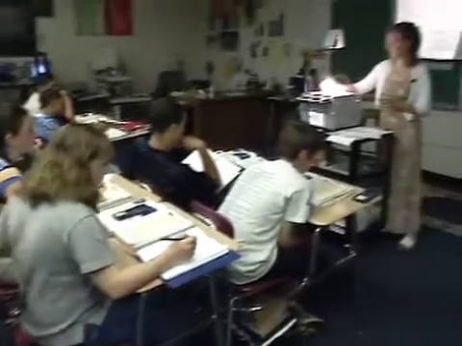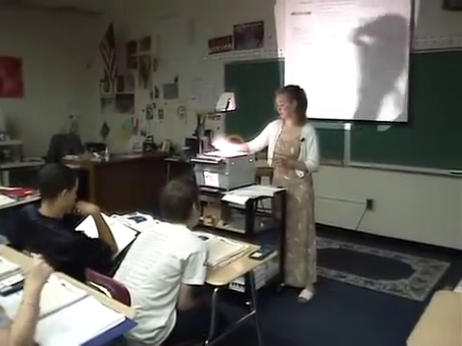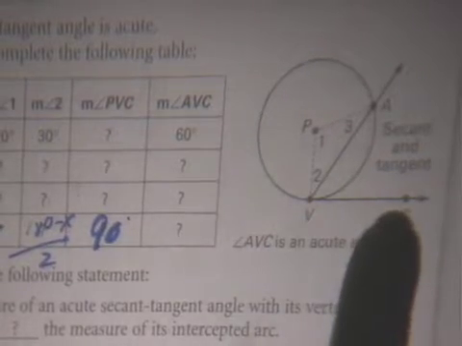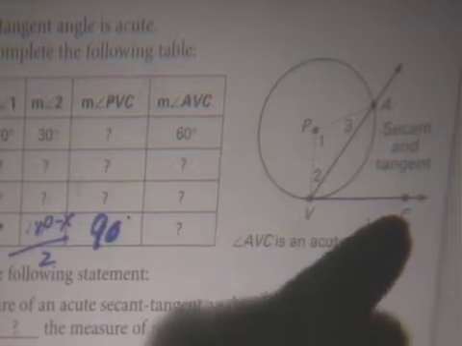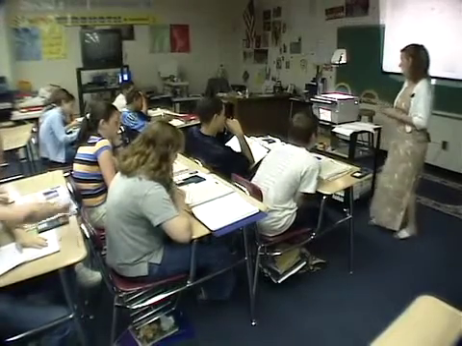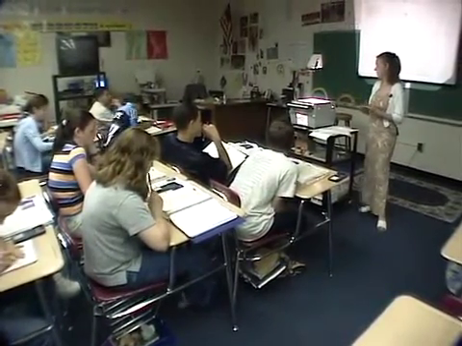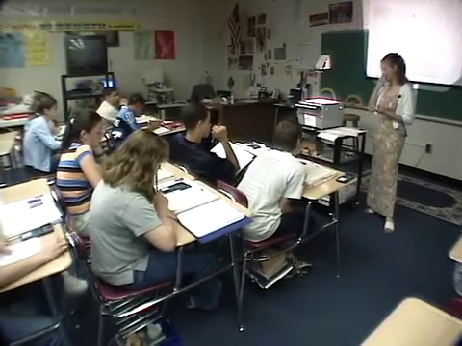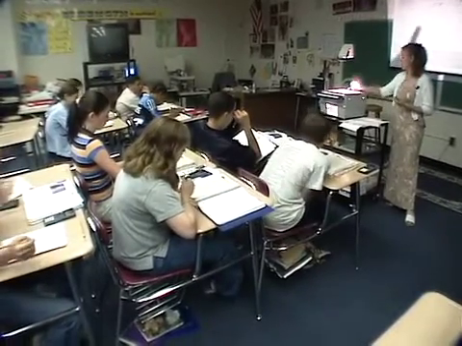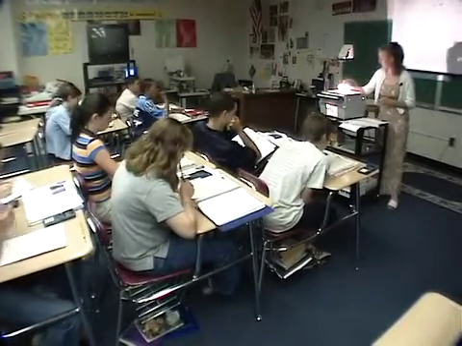How about PVC? That's going to be 90 degrees, that's not going to change. And the last angle here is going to be what? Half of the arc, which is x over 2. So we know it works for the same intercepted arc theorem. It works for 90 degrees, works for acute angles. The last case is obtuse angles.